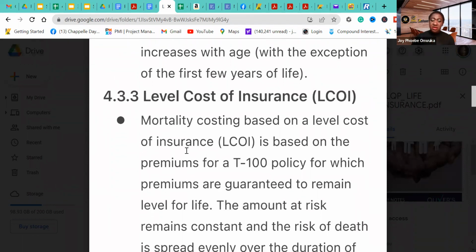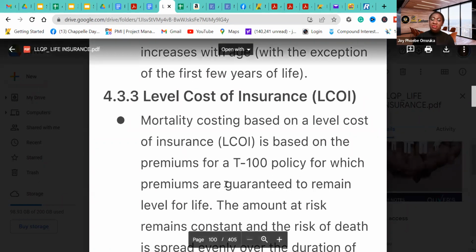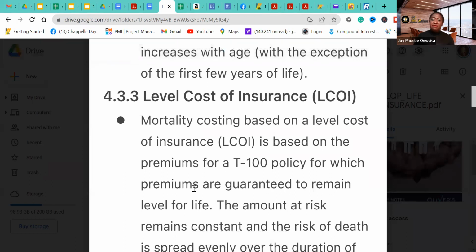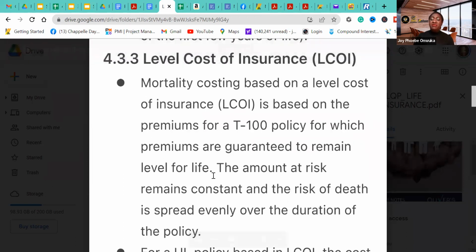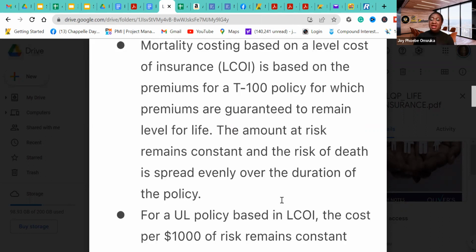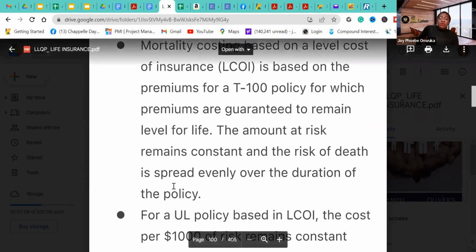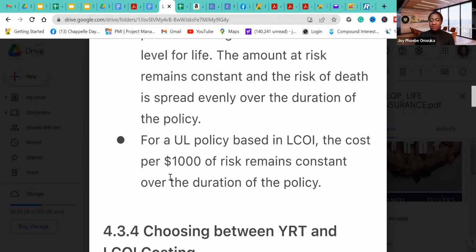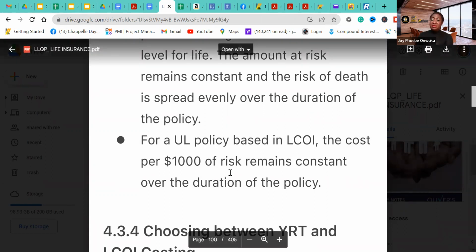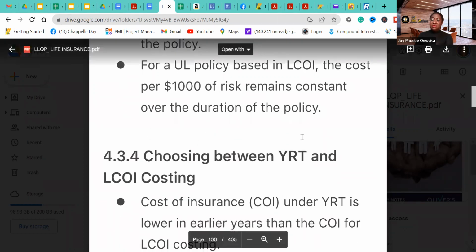Level cost of insurance. Mortality costing based on a level cost of insurance is based on the premium for a T100 policy, for which premiums are guaranteed to remain level for life. The amount at risk remains constant, and the risk of death is spread evenly over the duration of the policy. For a UL policy based on level cost of insurance, the cost per 1,000 of risk remains constant over the duration of the policy.